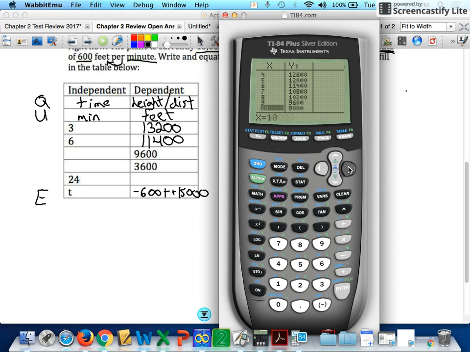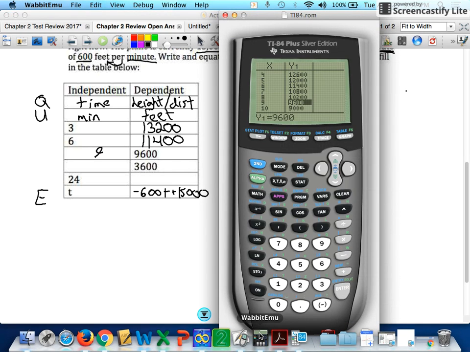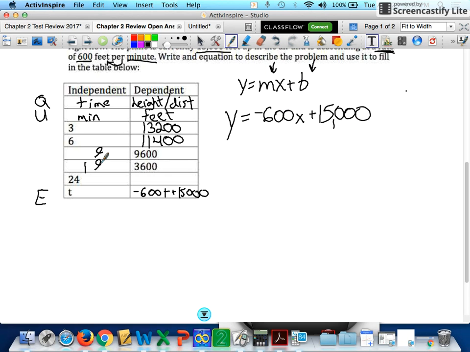Now we have to look at this right-hand column. So we're looking at 9,600 and finding the corresponding time. Well, that's 9 minutes. So after 9 minutes, he's come all the way down to 9,600 feet. When are we at 3,600 feet? They're at 19 minutes. So it takes him about 20 minutes and he's almost 4,000 feet off the ground still.